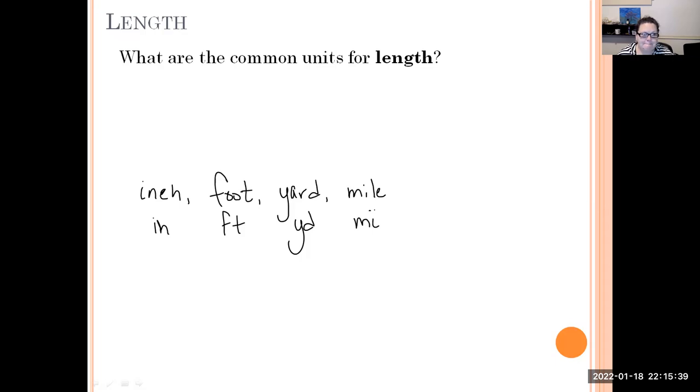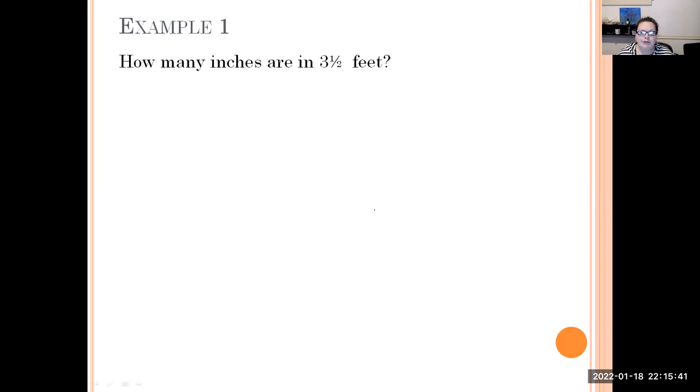Okay. How many inches are in 3.5 feet? Well, we need to use our useful conversions for this so that we can do that. So we're going from feet to inches. Well, there's 12 inches in 1 foot. You can find that on your useful conversions. So we're going to start with what they give us, and they give us 3.5 feet. So I'm going to start with 3.5 feet.